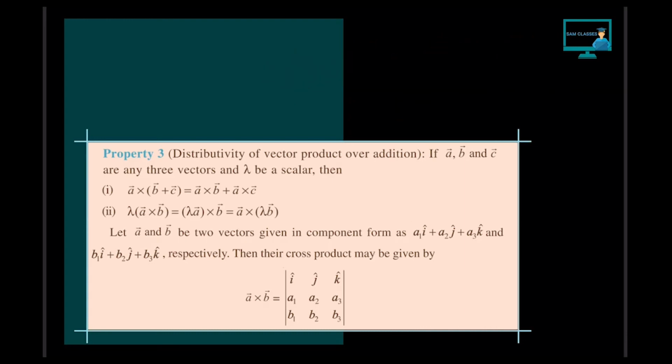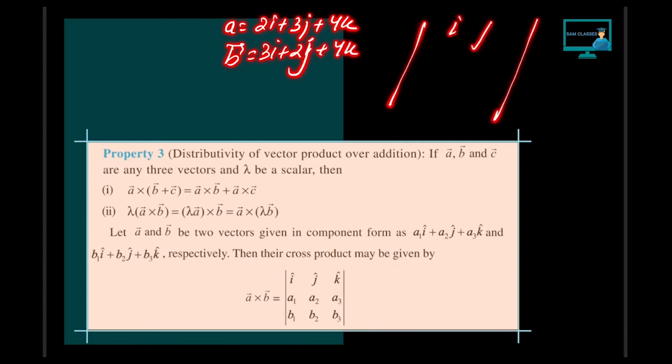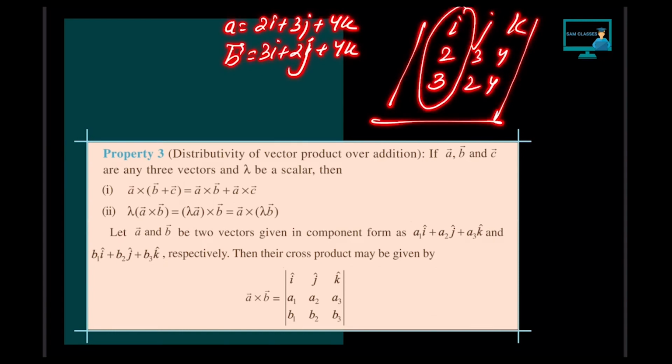Now, how do we do a cross product? Let's take a question. We take a vector equal to 2i plus 3j plus 4k, and b vector equal to 3i plus 2j plus 4k. Write it down in the determinant form: i, j, k, 2, 3, 4, 3, 2, 4. For i, leave that row, leave that column.